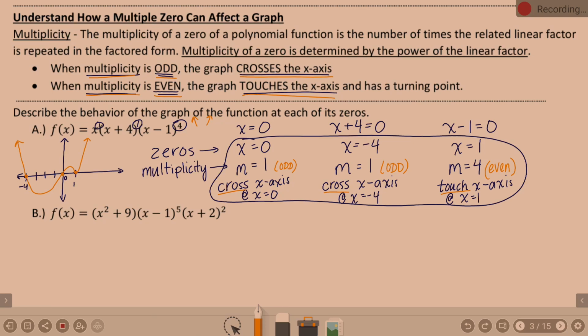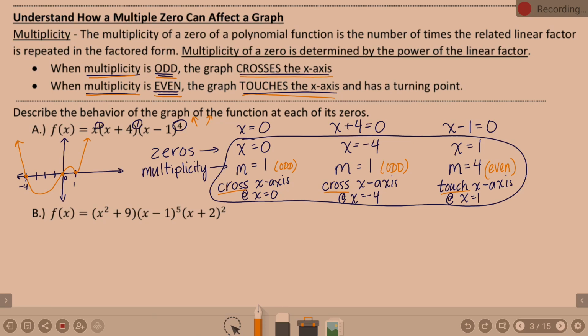Did you really truly understand what they mean? Maybe, maybe not. I want you guys to see, okay, that's a cross. That's a cross. There's what a touch is. So this is what we're doing, we're describing whether my graph is going to cross through the x-axis or touch the x-axis. Questions on that?